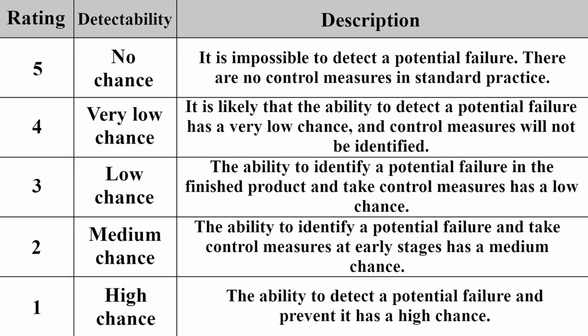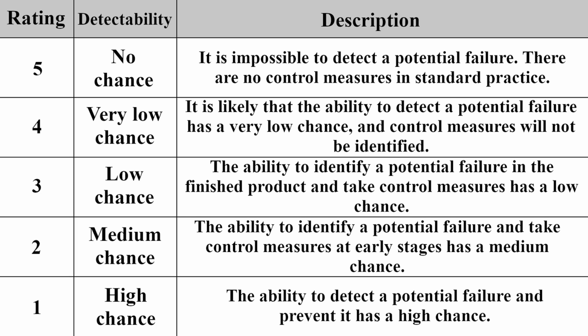The subcategories of detectability are as follows. The first subcategory of detectability is called high chance and is equal to 1 point when the following expression can be accepted. The ability to detect a potential failure and prevent it has a high chance. The second subcategory of detectability is called medium chance and is equal to 2 points when the following expression can be accepted. The ability to identify a potential failure and take control measures at early stages has a medium chance.